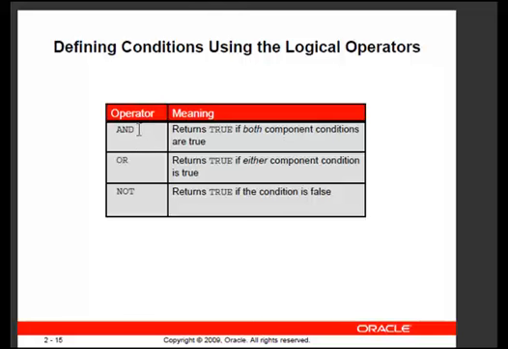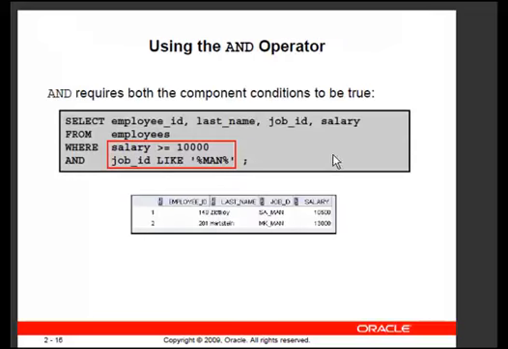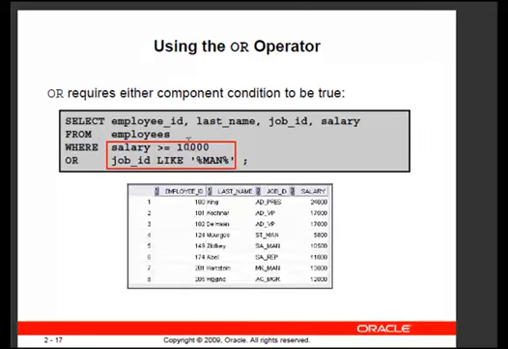So we use the combination of these 3 operators: comparison, logical, using the logical operators such as AND, OR, and NOT. We use the combination of all these 3. Here is another example in your book that uses the salary and job.